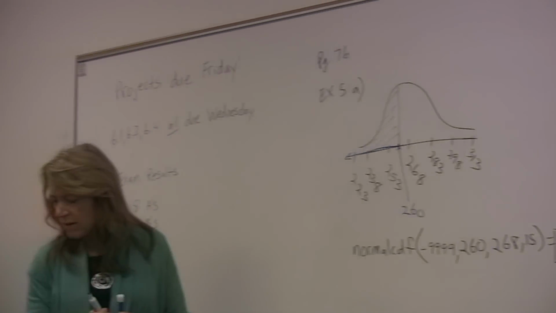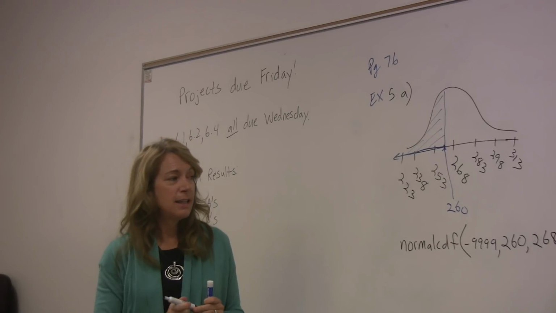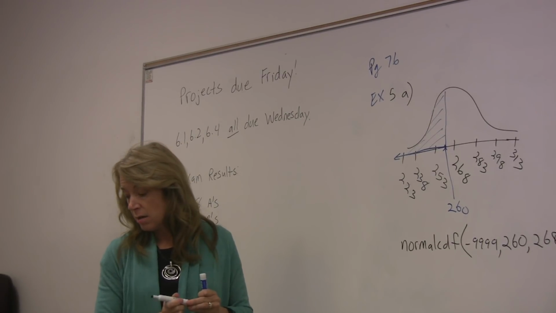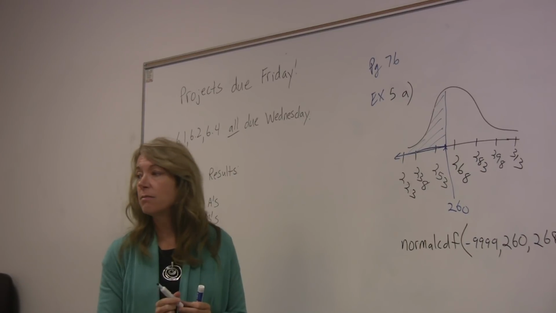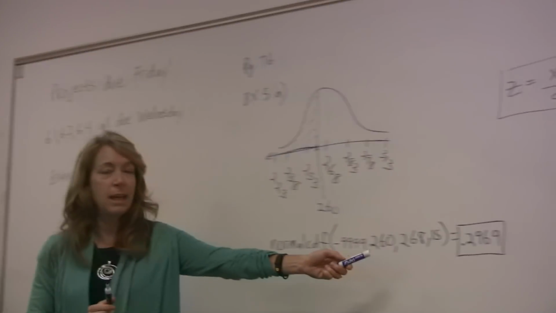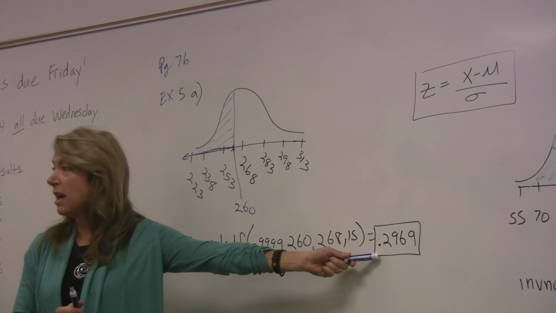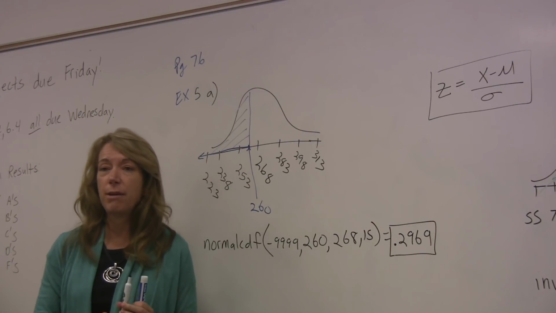The follow-up question asked if it's unusual, change that to unlikely. Is it unlikely for a woman to have a pregnancy that lasts less than 260 days? No. It's not unlikely for that to happen, because it happens roughly 30% of the time. It's not very unusual for one woman to have a pregnancy that's that short.